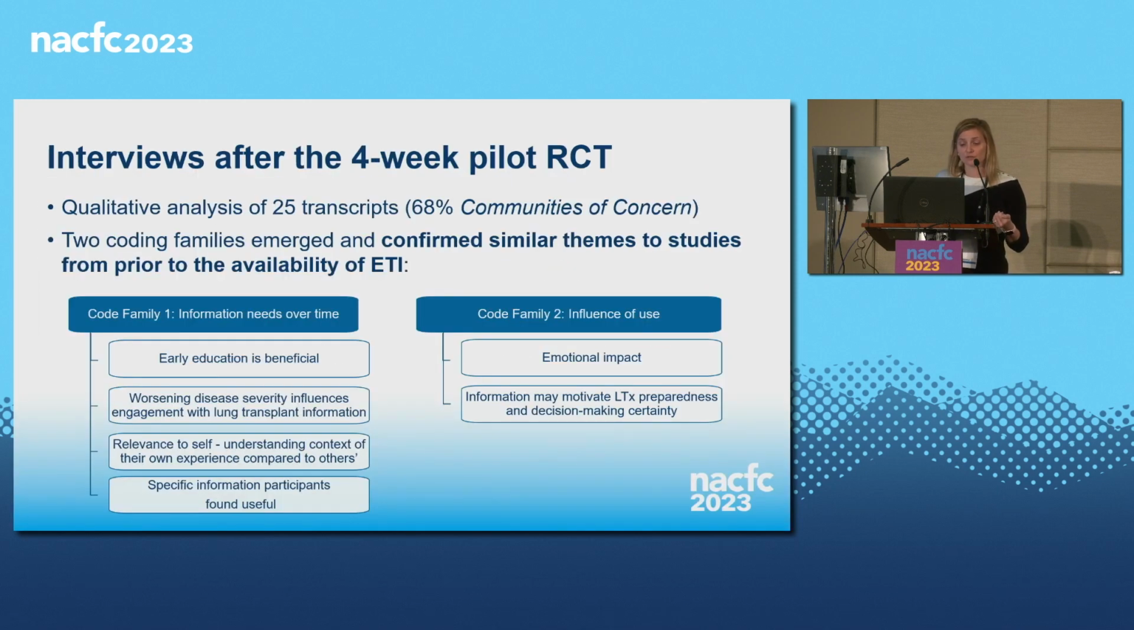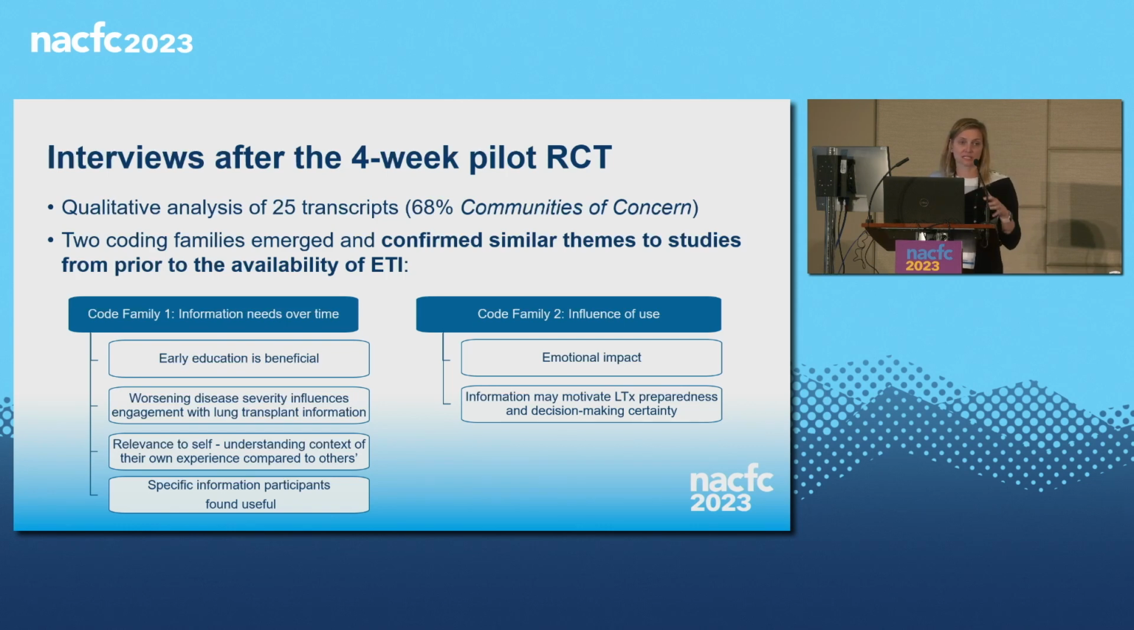We also did interviews after the 4-week pilot RCT, and we did a qualitative analysis of 25 transcripts, 68% of which were from these communities of concern, and 2 coding families really emerged, and they confirmed similar themes to the studies from before the availability of ETI. And so that's why I felt confident showing you that prior literature, because the same themes are still coming up. Early education is beneficial. As worsening disease occurs, it influences engagement with lung transplant information. So there's variation in interest in this over time.